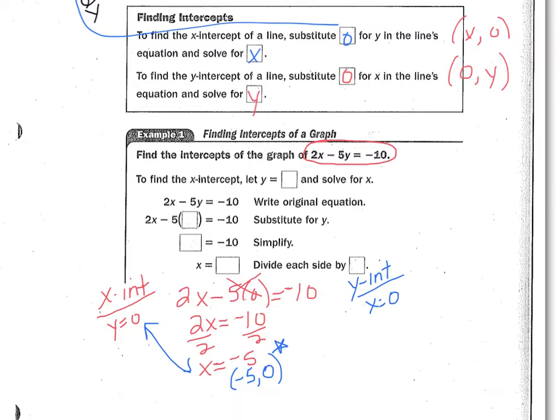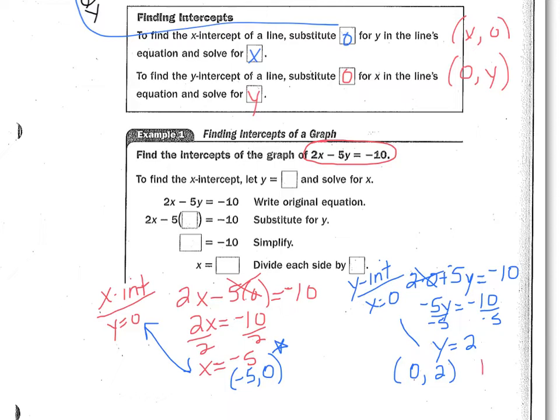So I substitute in for 2 times 0 minus 5 times y equals -10. This is 0. So I have -5y equals -10. Divide both sides by -5, and y is going to equal 2. Okay, now remember, this makes our other point. We substituted in 0 for x, and we got 2 for y. There are the 2 points that will make up the line.